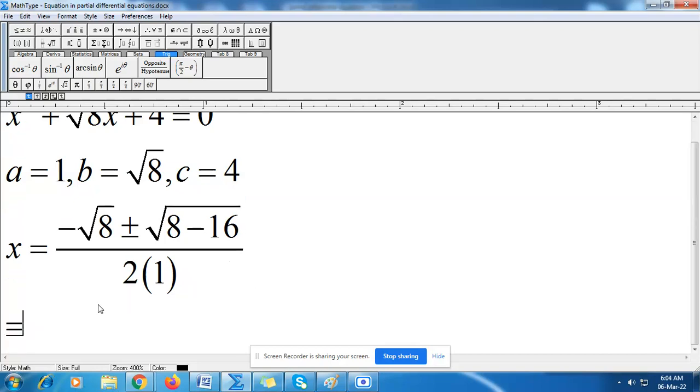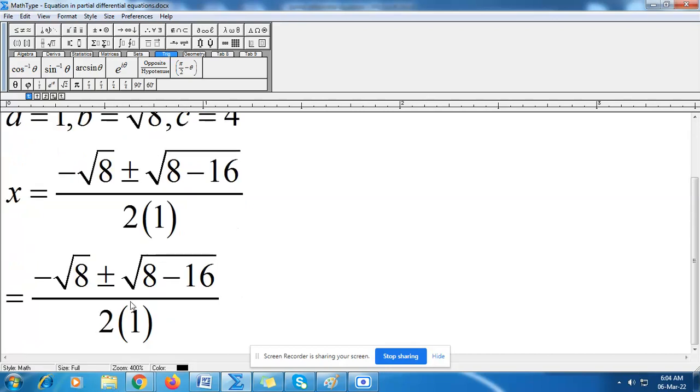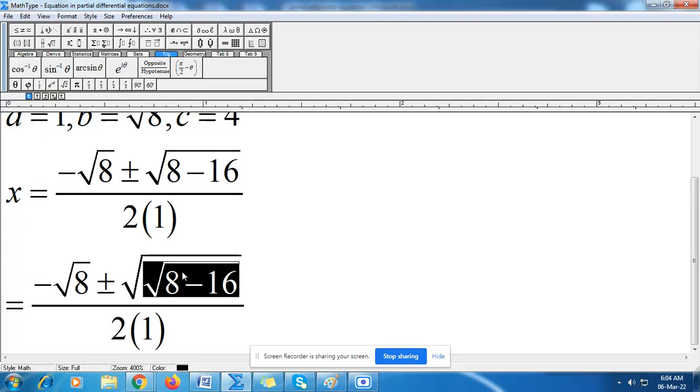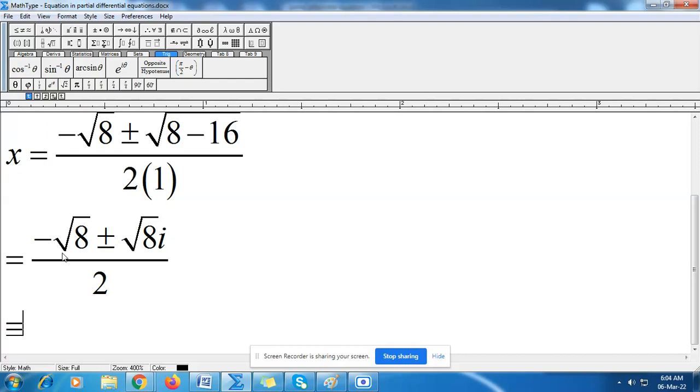It is equivalent to minus root 8 plus or minus root of 8 minus 16, which is minus 8. So root of minus 8 can be written as root 8 into i. And then write down, root 8 is root of 4 into 2. That means root 4 is 2 and root 2 is root 2.